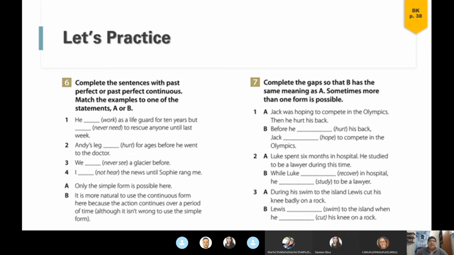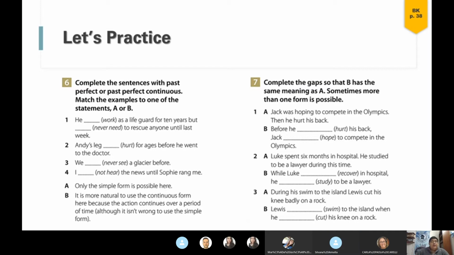3. We never see a glacier before. Had never saw. Had never. Saw. No. Seen. Had never seen. Good. Had never seen a glacier before. And 4. Not hear the news until Sophie rang me. I hadn't heard the news until Sophie rang me.